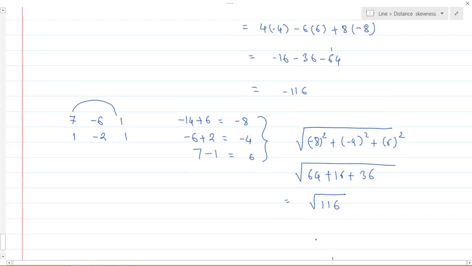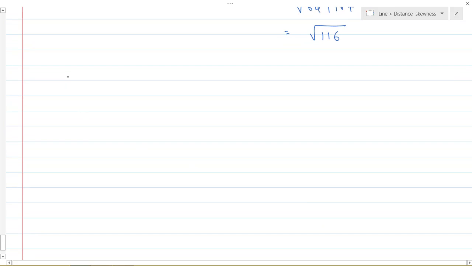So we have the denominator and numerator. The distance is equal to minus 116 divided by the root of 116, and since it is in modulus, the answer is the root of 116 units. That's perfect.